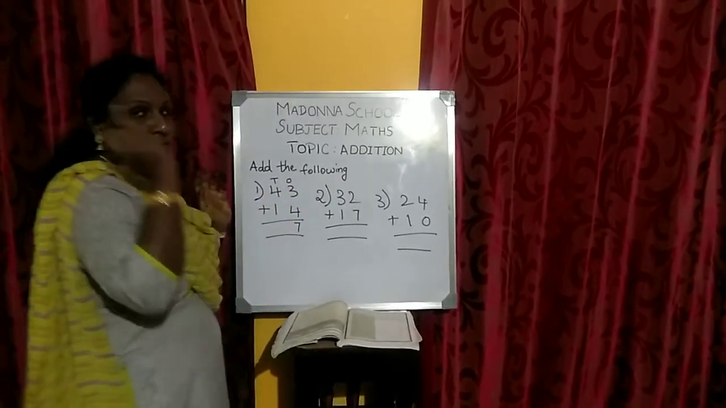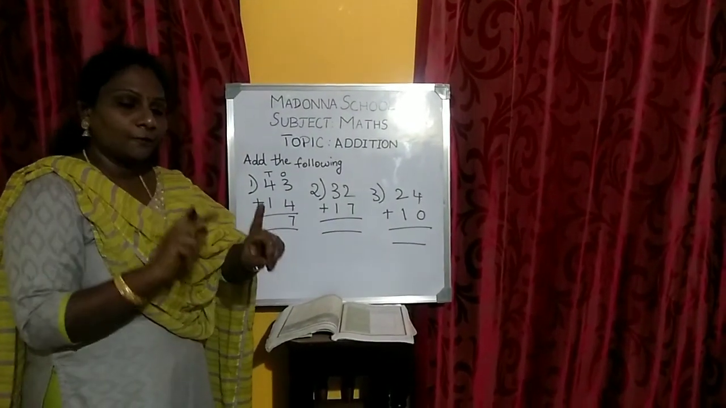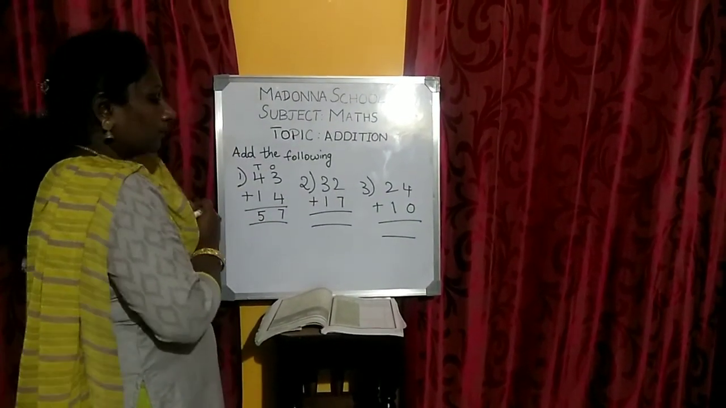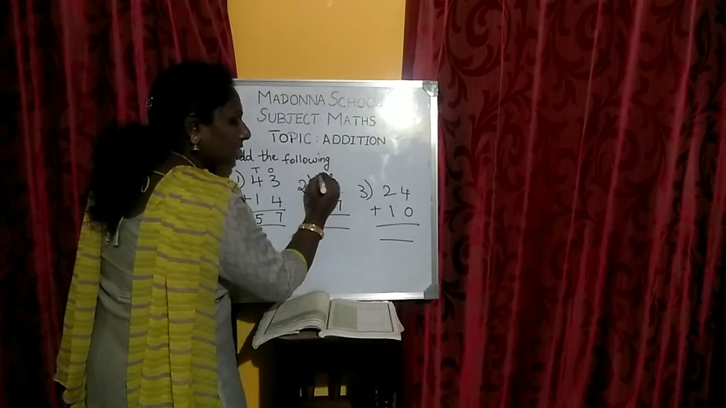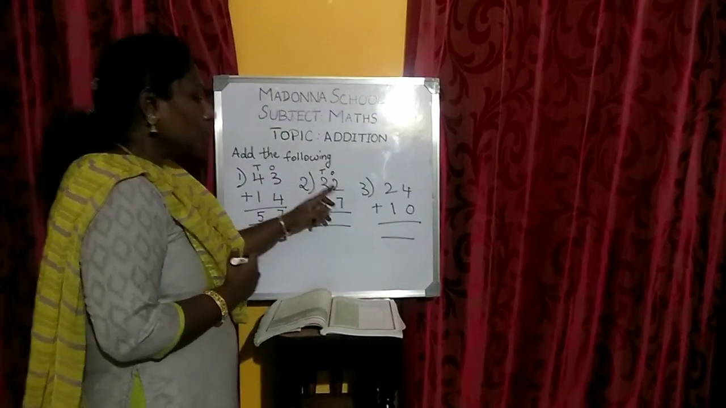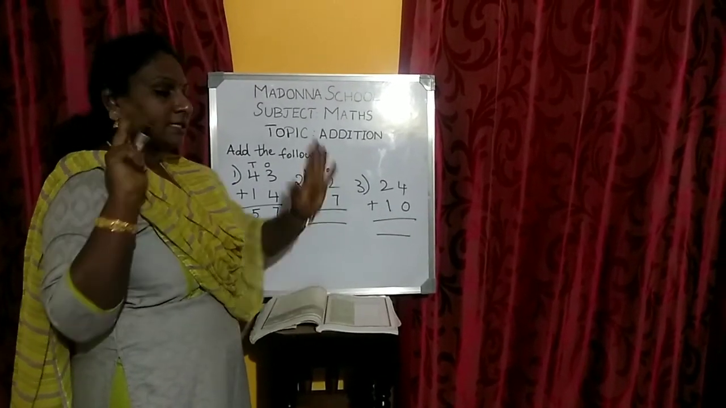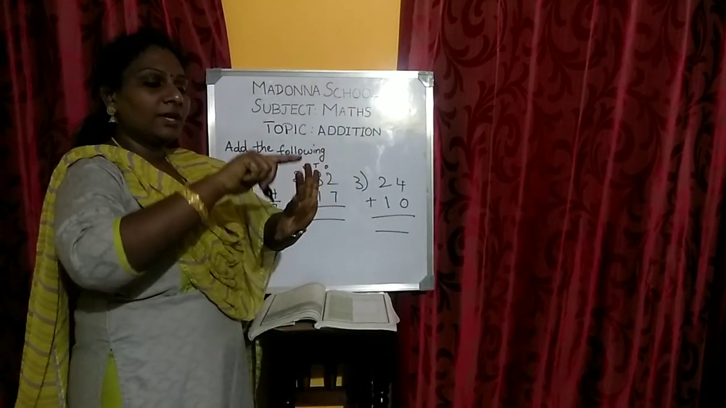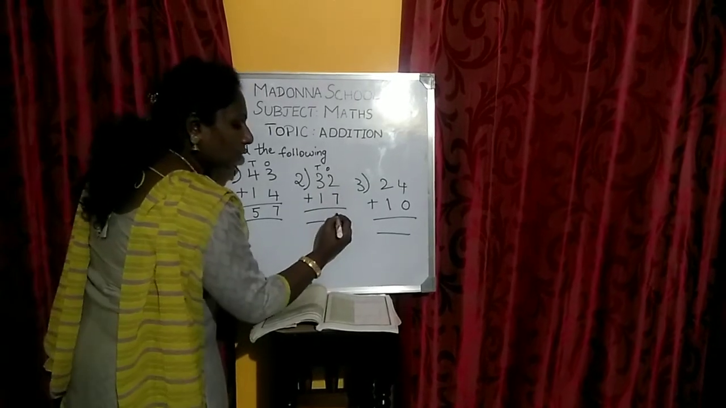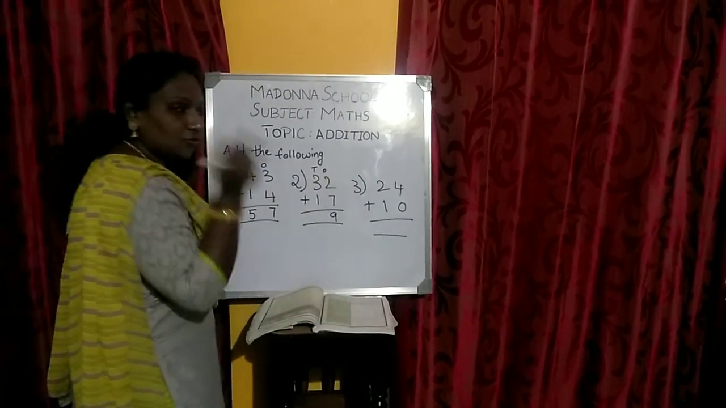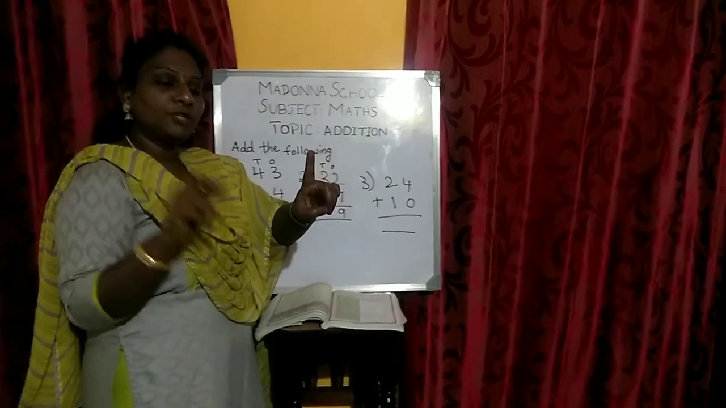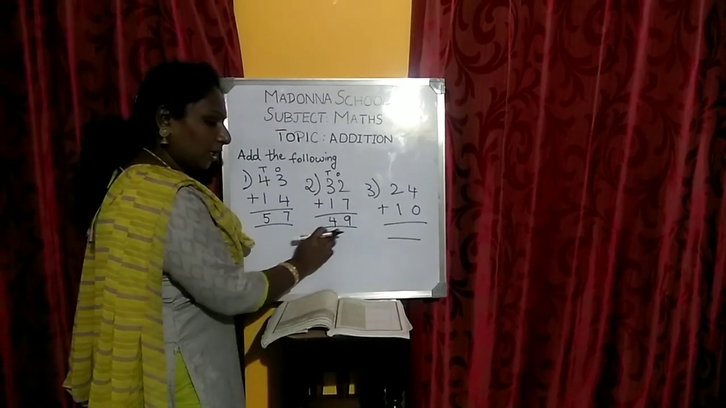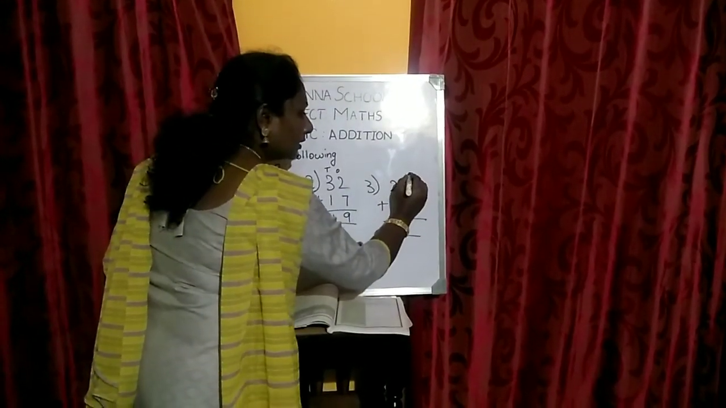7. 4 plus 1. 4 in your mind, 1 on your finger. After 4, 5. So 4 plus 1 is 5. Okay. So next, write the place values, ones and tens. Okay. 2 plus 7. 2 in your mind, 7 on your finger. After 2, 3, 4, 5, 6, 7, 8, 9. So 2 plus 7 is how much, children? 9. 3 plus 1. 3 in your mind, 1 on your finger. After 3, 4. So 32 plus 17 equals how much, children? 49.